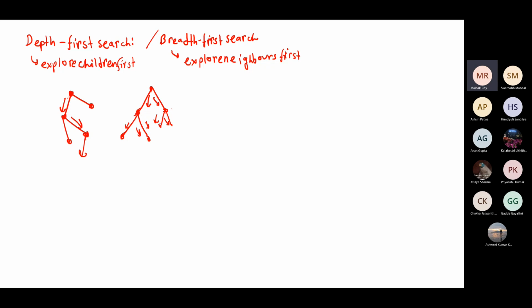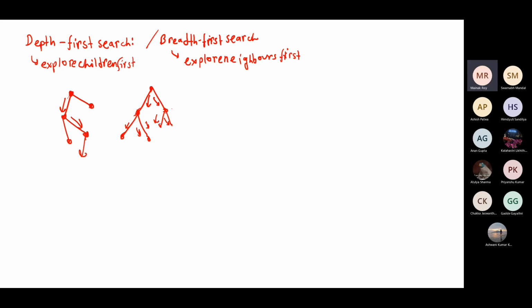Depth first search is implemented using a stack. Usually we implement it as recursion, and recursion is basically nothing but an implicit stack. Behind the scenes, it's a stack only. And breadth first search is done using a queue. We have discussed both stack and queue in the STL class.